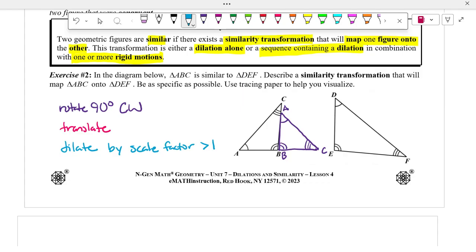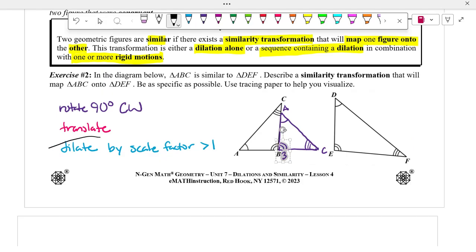Because we're going from a smaller figure to a bigger figure. So if it was between 0 and 1, it would make a smaller figure because it's a fraction. But if it was greater than 1, it makes a bigger figure. All right, and again, that's just hypothetical. It's just to kind of wrap your mind around that, yes, we can get similar figures from a sequence of transformations as long as a dilation is thrown in there somewhere.